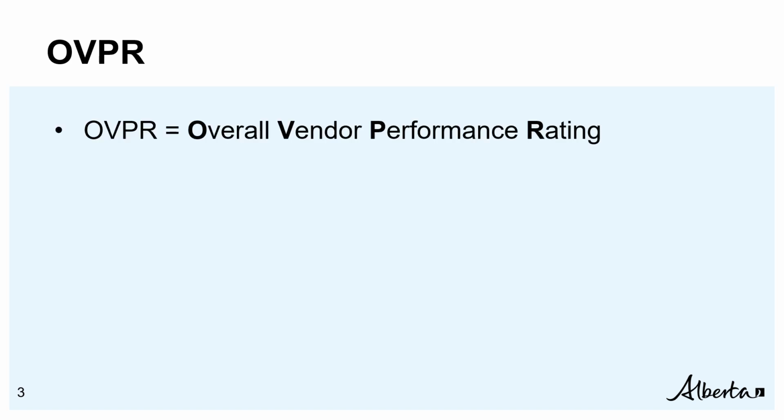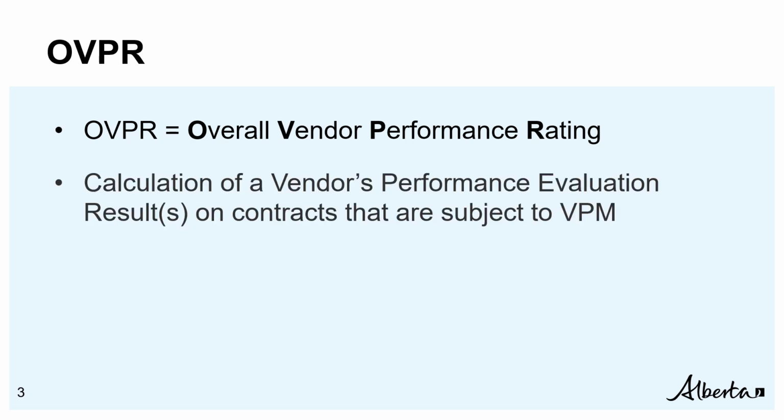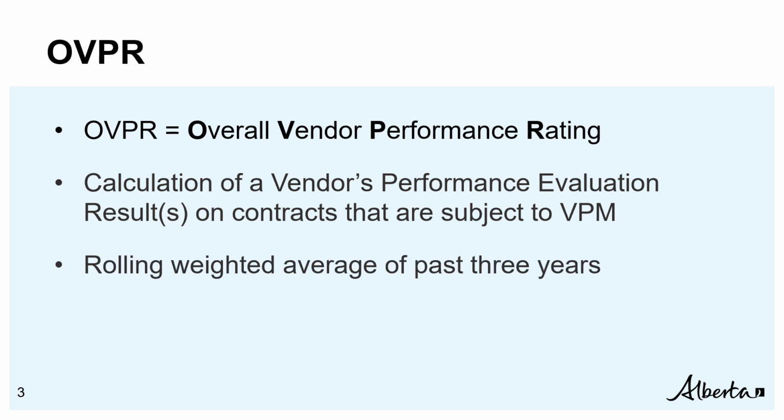Let's begin. We've already heard the acronym OVPR a few times, but what exactly is OVPR? It is an acronym that stands for Overall Vendor Performance Rating. An OVPR is a calculation of a vendor's performance evaluation results on contracts that are subject to the VPM program. The calculation is based upon a rolling average of all performance evaluation results over the past 3 years. Evaluations finalized in the current year are given the most weight, and results from the previous 2 years are given less.